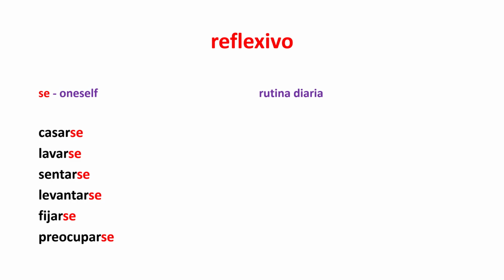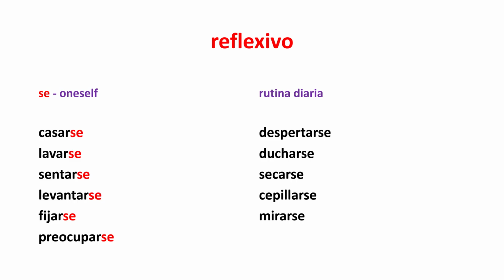A specific list of reflexive verbs are daily routine words or rutina diaria. For example, despertarse is to wake up. Ducharse, to shower. Secarse is to dry yourself off. Cepillarse is to brush. Mirarse is to look at yourself. And acostarse is to go to bed. Notice again they all have the pronoun se or oneself at the end of each verb.